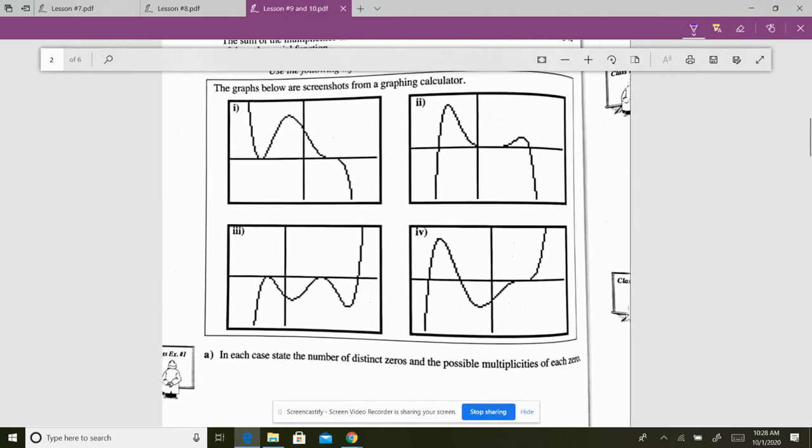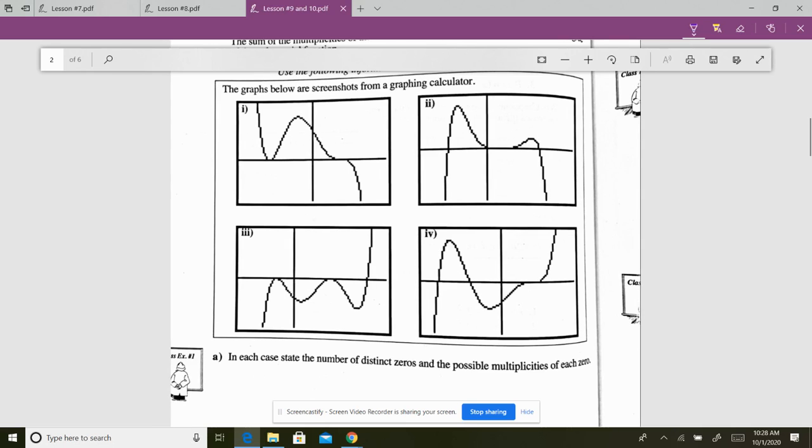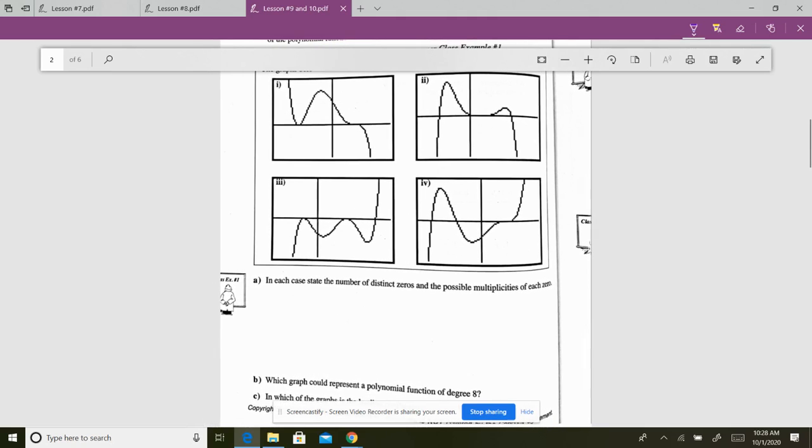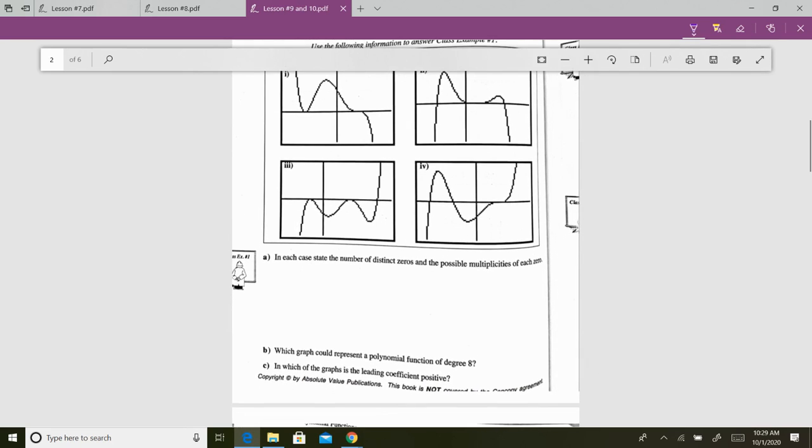So here are some screenshots of different graphs. Get this all on one page. There we go. Of those graphs, which one would have a degree of 8, or which two? Number 2, right? Because a degree of 8 is even, therefore both arms have to be in the same direction. The only one that has both arms in the same direction is number 2.